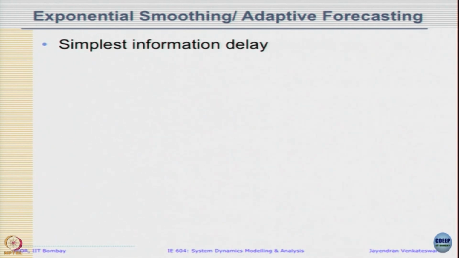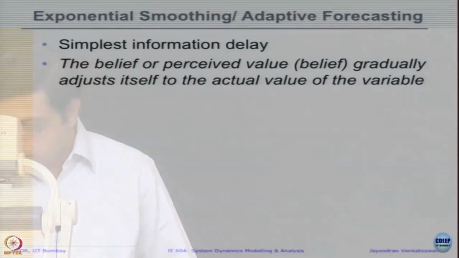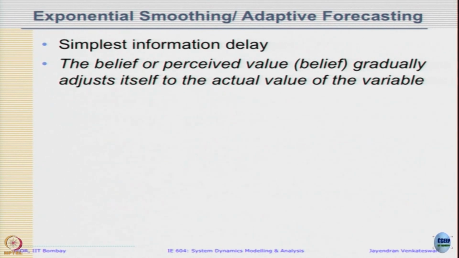Those of you who have done a basic course on operations management must have come across this forecasting method called exponential smoothing. That is nothing but updating your information about the forecast based on the present value of the actual sales or demand. That structure is called first order exponential smoothing, and that is one of the first basic models of information delay. There is a belief or perceived value that gradually adjusts itself to the actual value of the variable. Once a variable changes and holds constant, after some time it reaches that particular value. So, let us see what the basic stock flow diagram of that is.